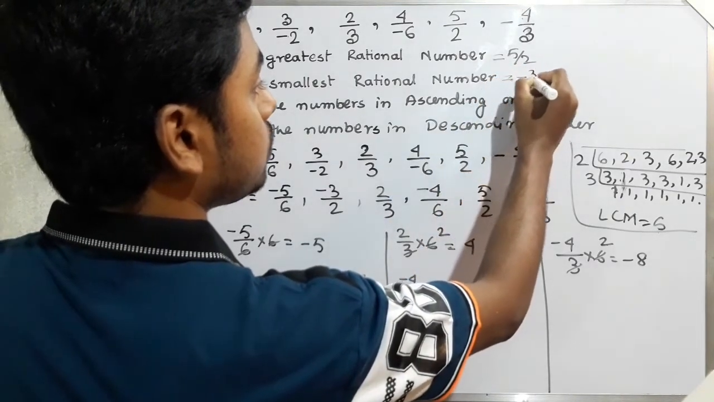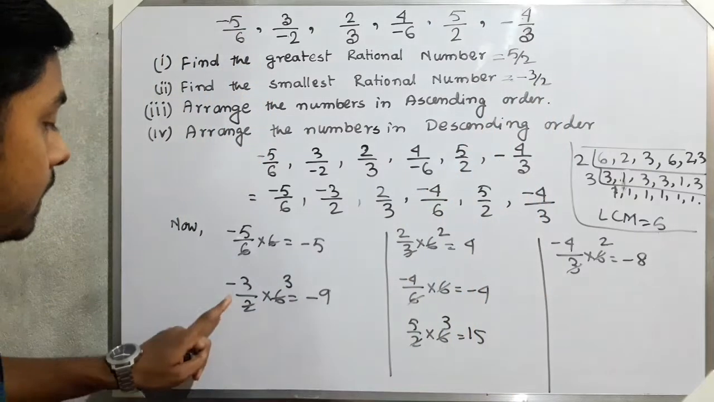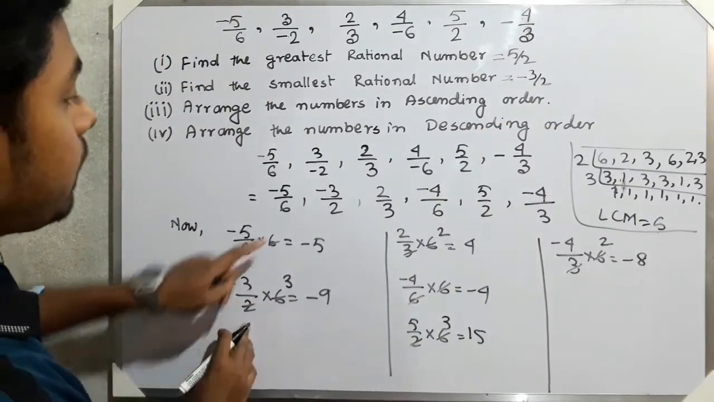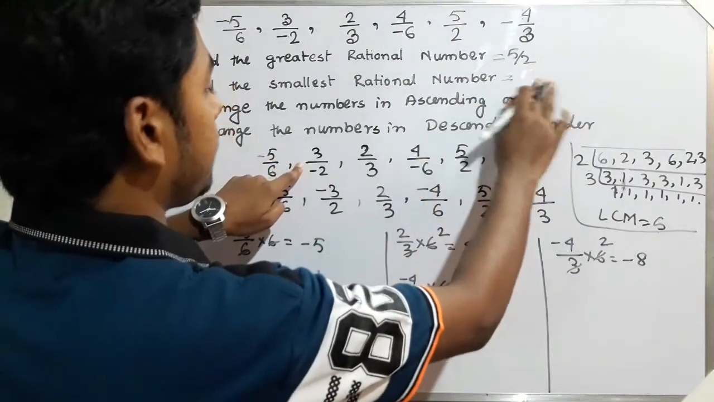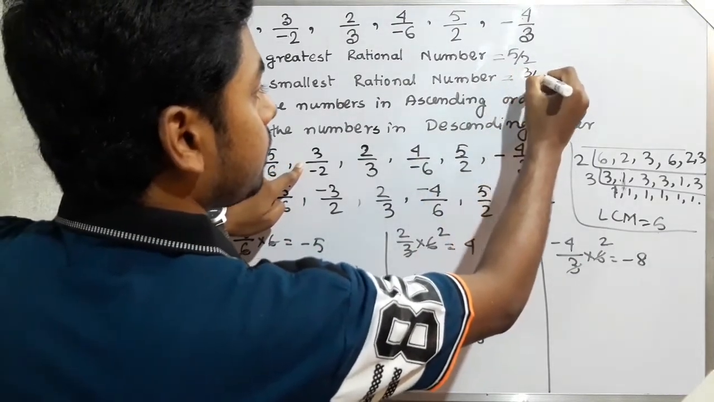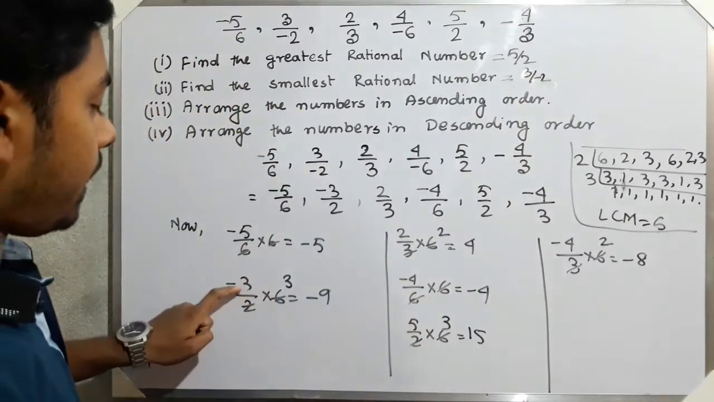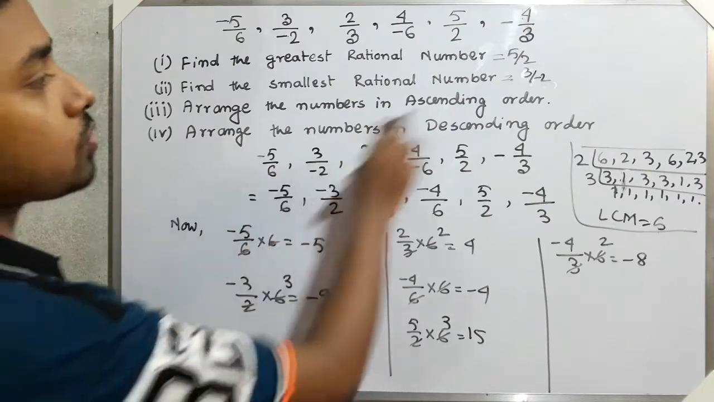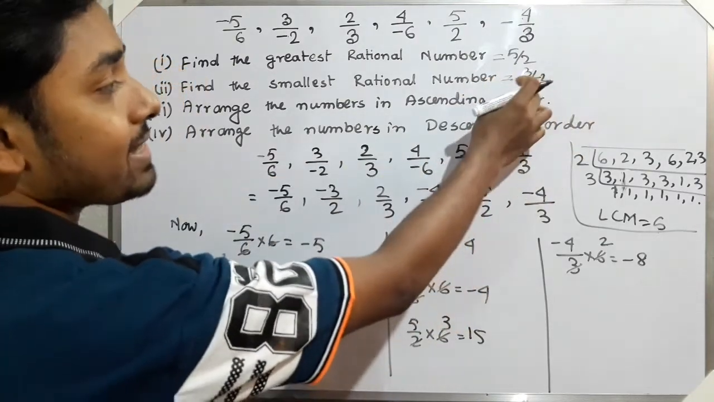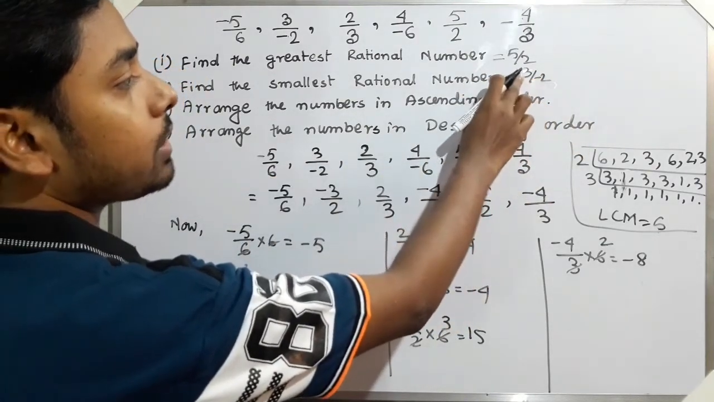But in your question, minus 3 by 2 is given like this, 3 by minus 2. So at the time of writing the answer, we have to write 3 by minus 2 like this.